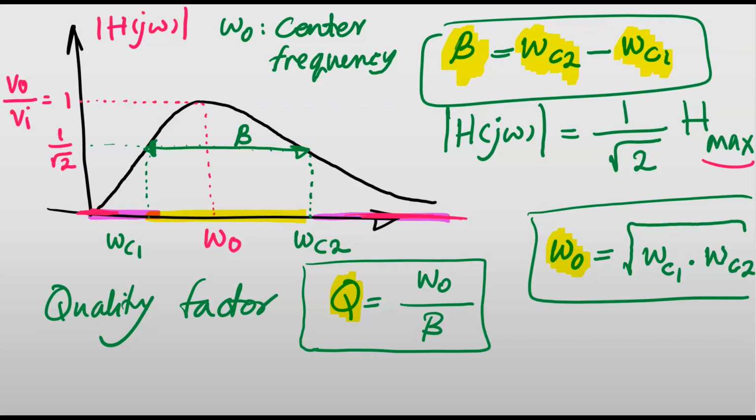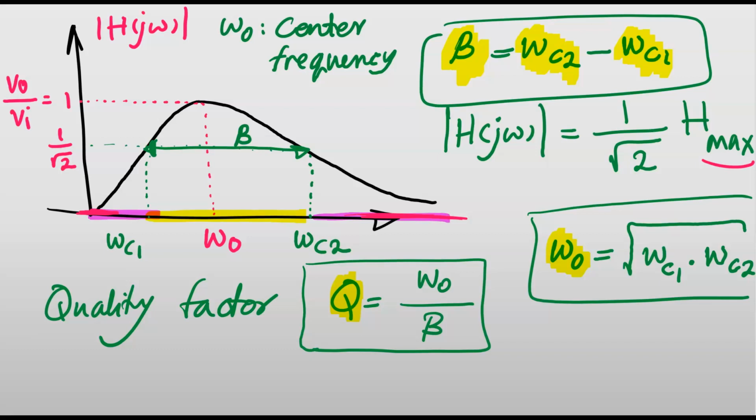You can find beta by subtracting them, you can find omega naught, your center frequency, by this equation, and finally you can find your quality factor. So every bandpass filter has 5 parameters, and knowing 2 of them is enough to figure out the other 3 parameters.